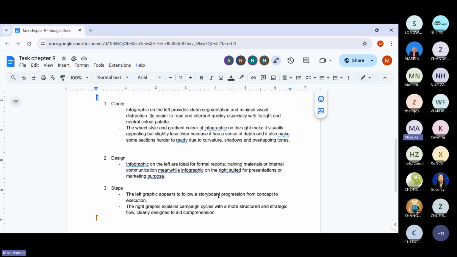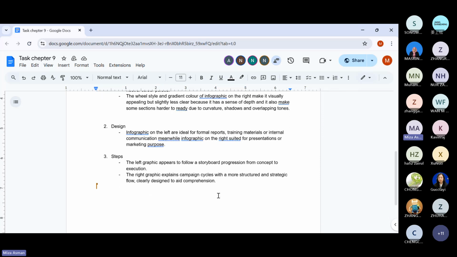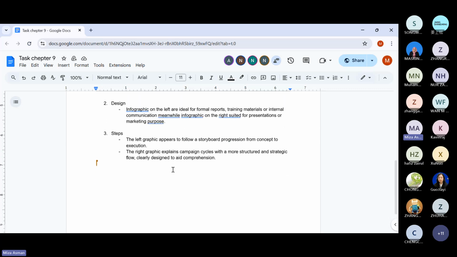Design-wise, the infographic on the left is suited for public reports, training materials, or internal communication, meanwhile the infographic on the right is suited for presentations or marketing purposes. Whereas for the steps, the left graphic appears to follow a storyboard progression from concept to execution, and the right graphic explains campaign cycles with a more structured and strategic flow, clearly designed to aid comprehension. That's the opinion for our group, doctor. I'm sorry if it's unclear.